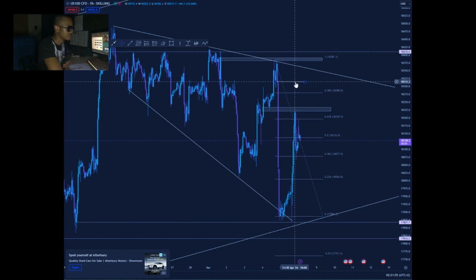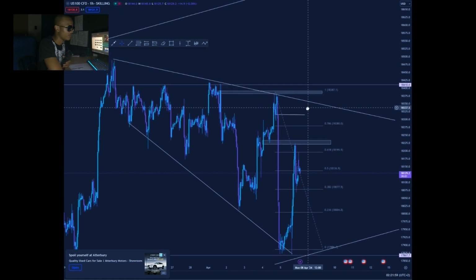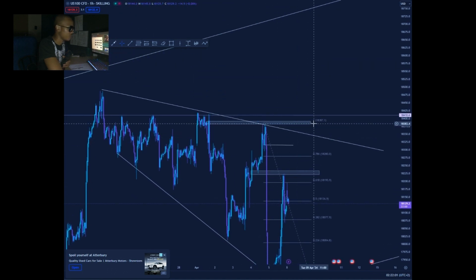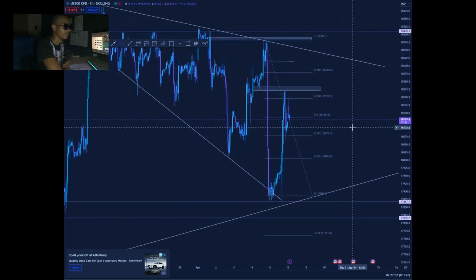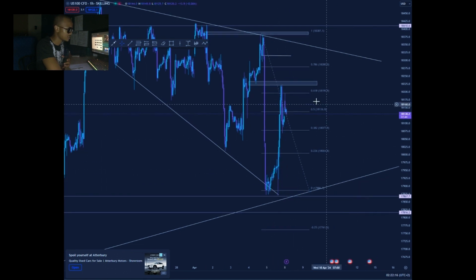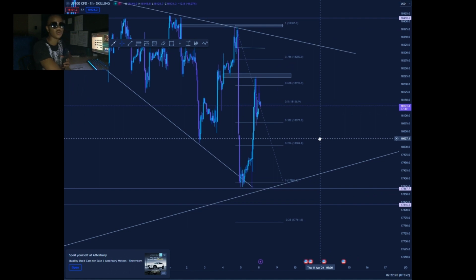So this is where the sellers might enter the market. But if we break above here, there's a very high chance that we also break above here and we'll have a nice bullish momentum. But as you know, the NASDAQ is proportional to gold. So this bearish impulse continued by a correction means that we're in a bearish market structure. And what do we do when we're in a bearish market structure? We look for sells, right?